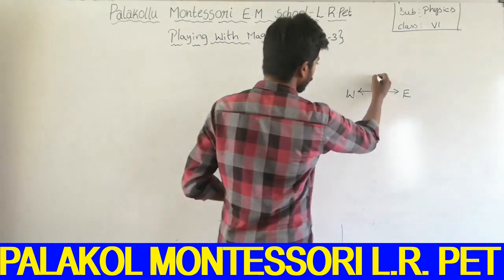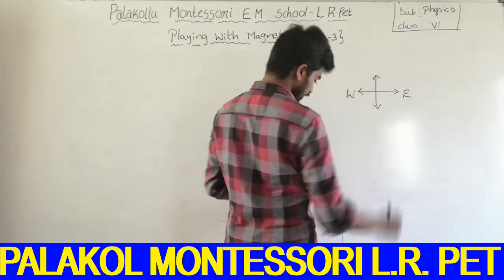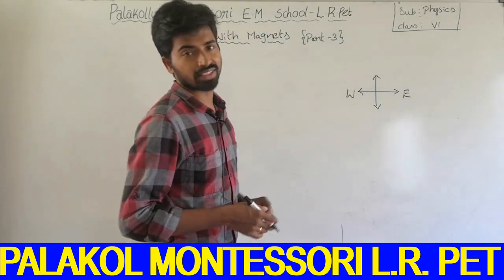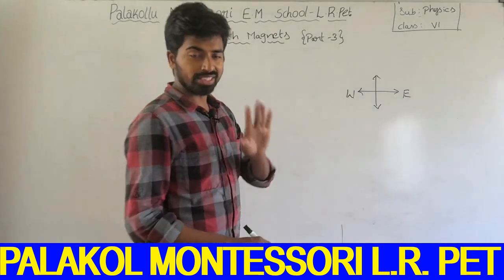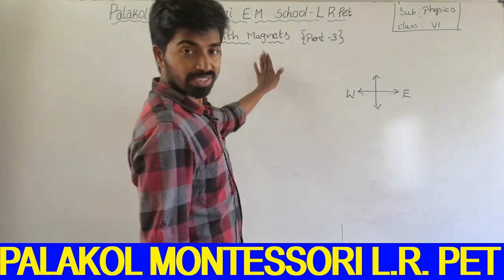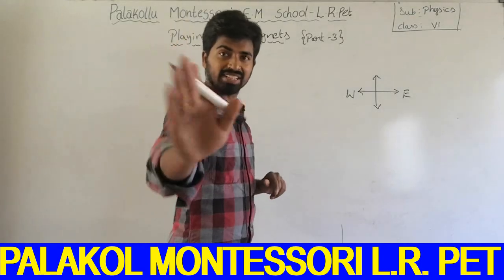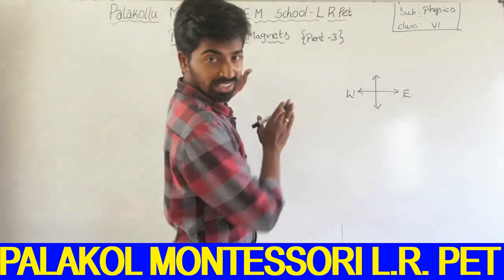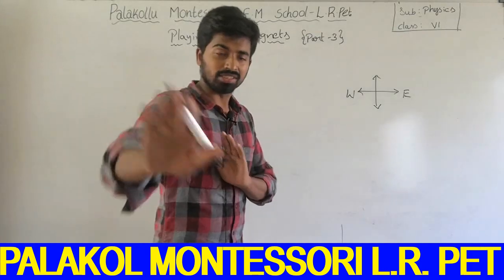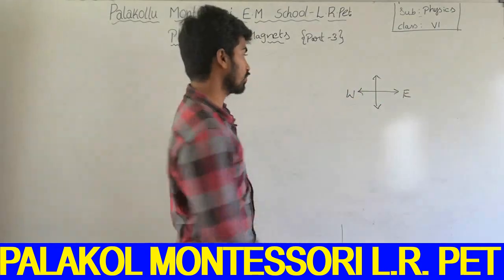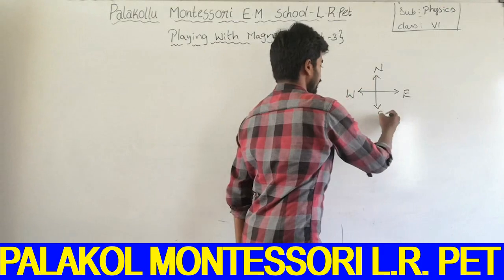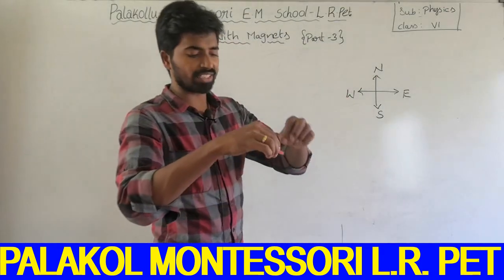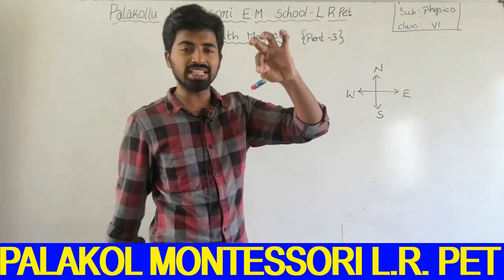To know the directions of north and south, stand facing towards the east direction, then your left hand side represents north and your right hand side represents south. So, for my position it is north, this is south, east, west. I have considered a bar magnet and suspended it using a thread.